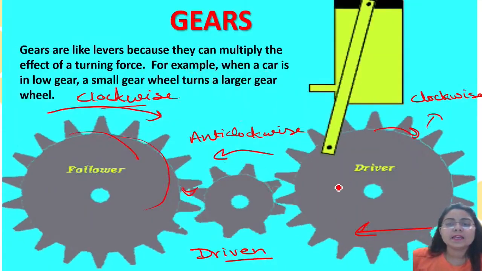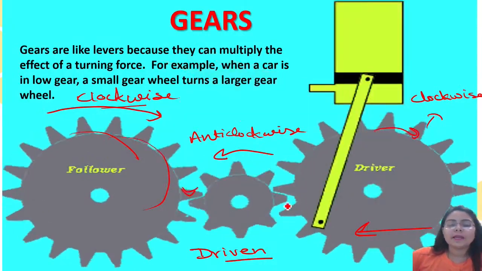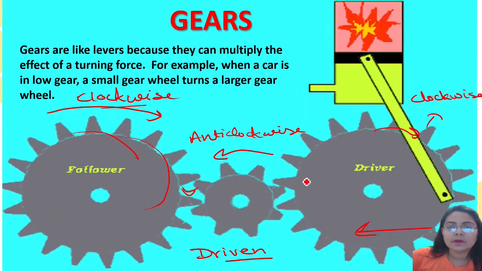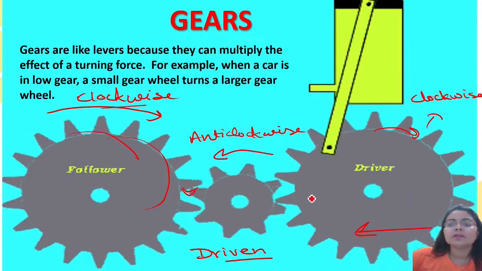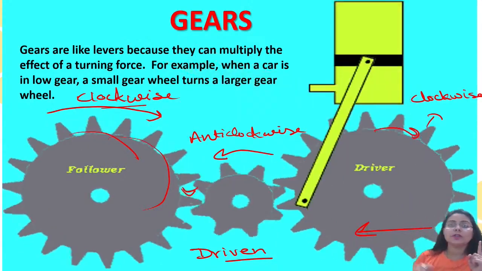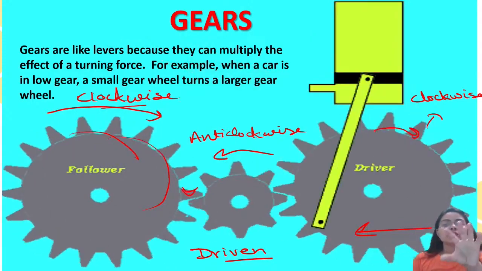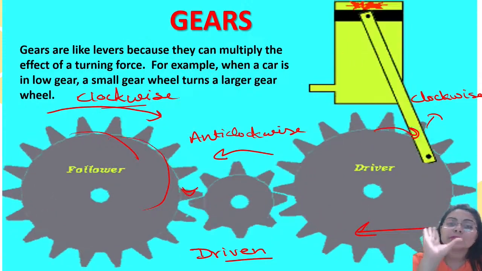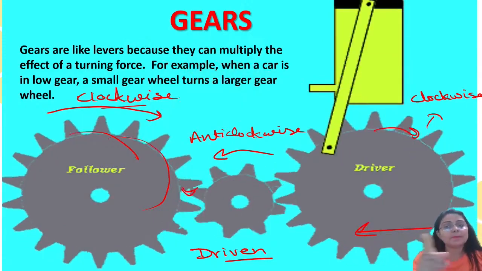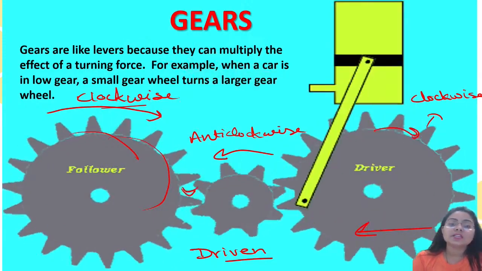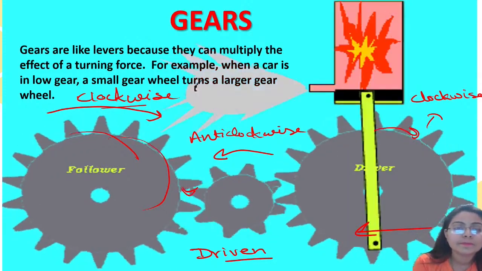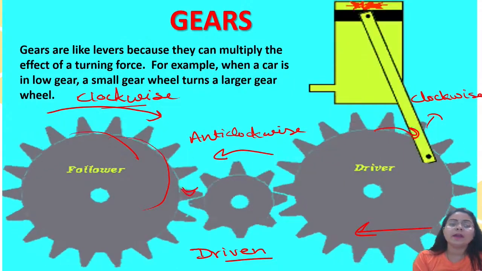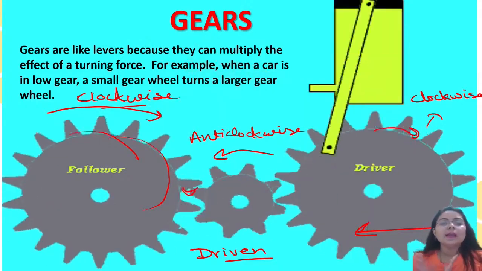So here it is, guys. If my driver wheel is larger, when this whole driver wheel does one rotation, in that time the smaller one will do 3 rotations. Why? Because its size is too small compared to the driver wheel. So in such a case, what will happen? There are two cases, guys. A larger gear driven by a smaller gear, and a smaller gear driven by a larger gear.